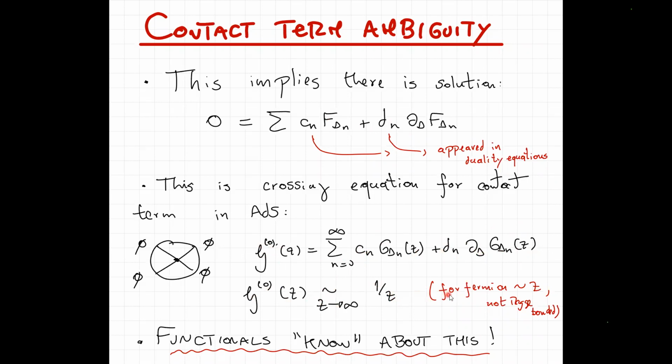The reason why we didn't find this in the fermionic basis is that the analogous contact term for the fermions grows like z. It's not Regge bounded. And the key assumption in solving this functional equation, we had to impose that correlators at infinity go like a constant. This is a very important assumption because it forced on us that the functional kernels had to decay like 1 over z squared. Okay?